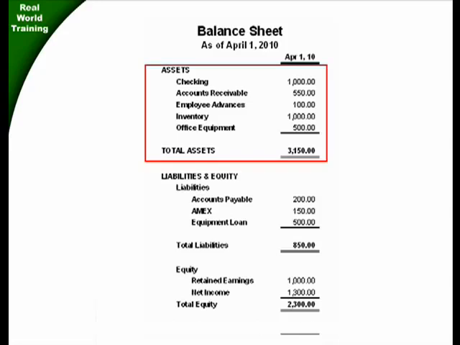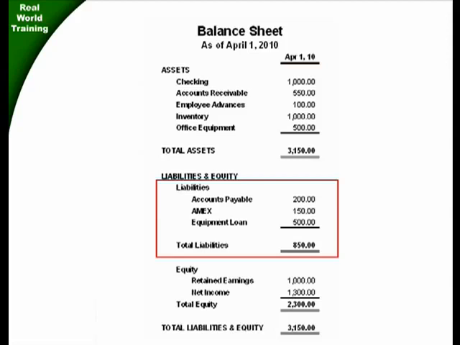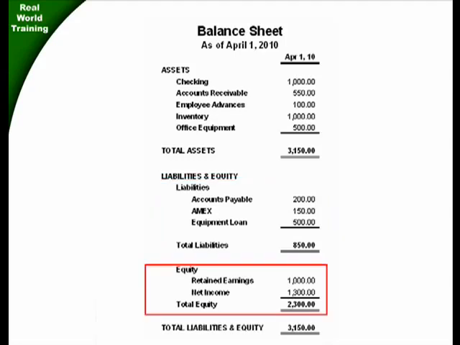Assets are what you own. Examples include your checking account balance, accounts receivable, inventory, and office equipment. Liabilities are what you owe to others. Examples include accounts payable, credit card debt, and loans.